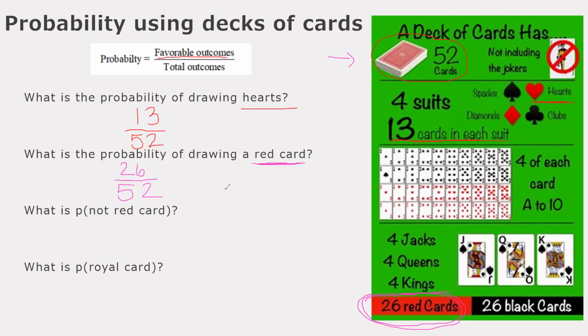And you could technically simplify this fraction, but if it doesn't tell you that you need to, just leave it. But if you want to simplify or if the directions tell you to, then of course you would.